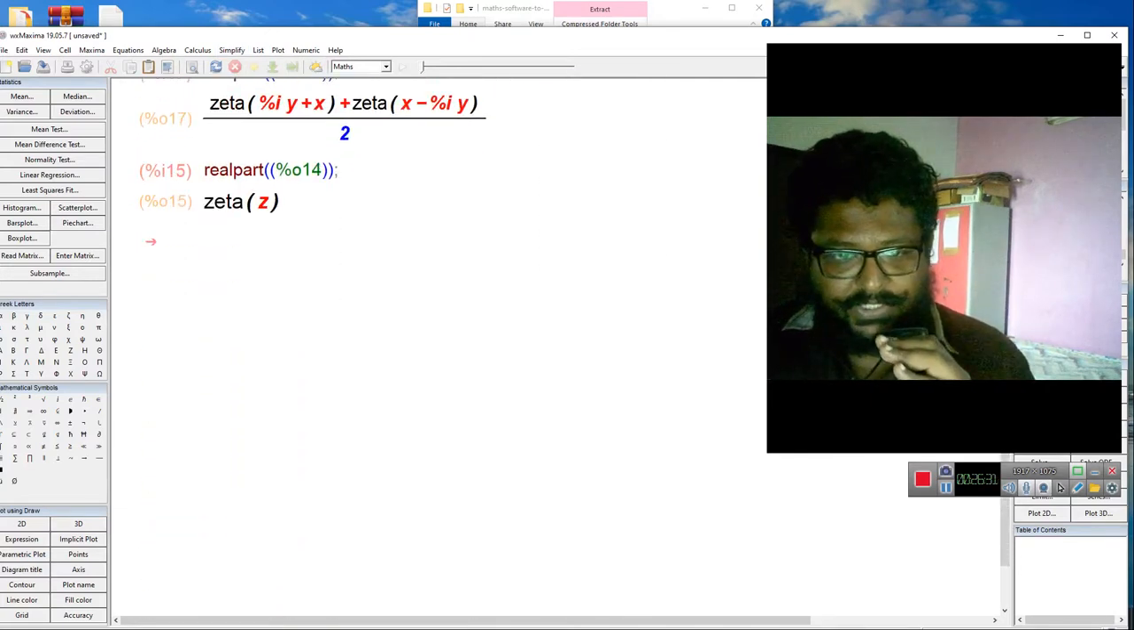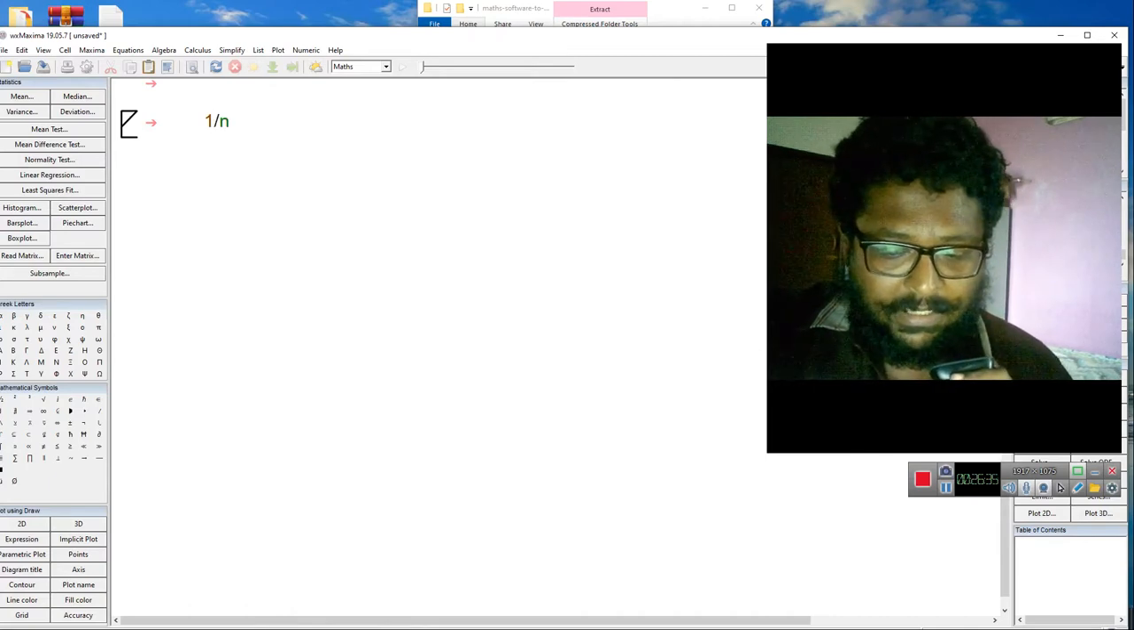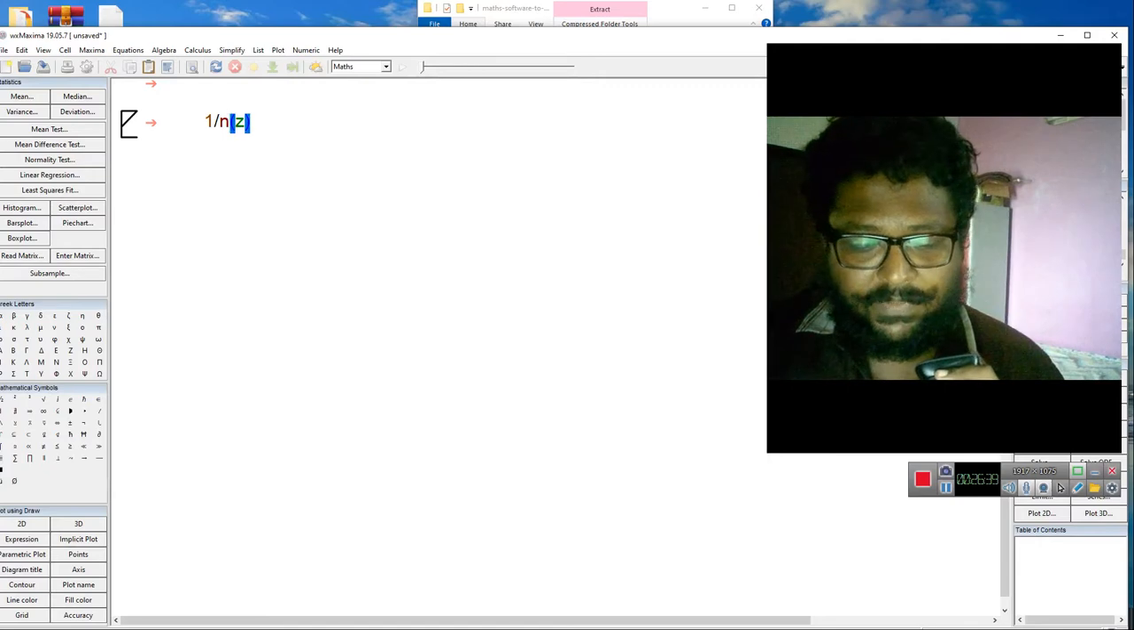But the real function, how it deals with this, is 1 divided by n power z. It is n power z, where z is a complex variable, or n power s.